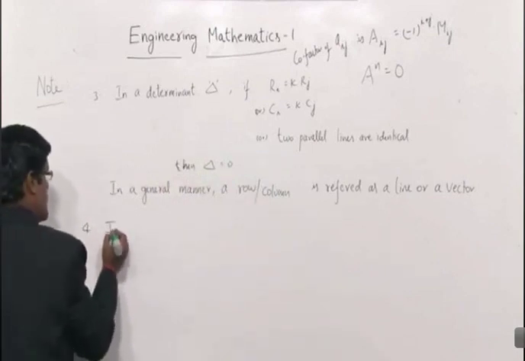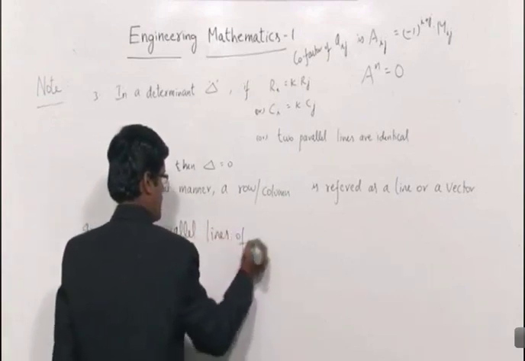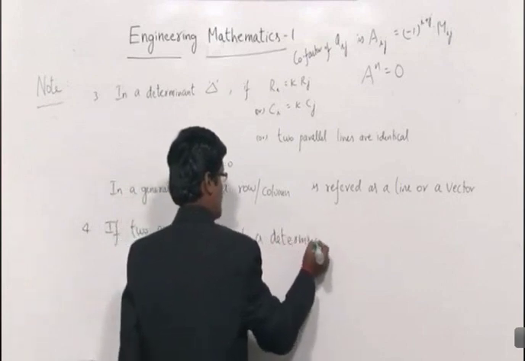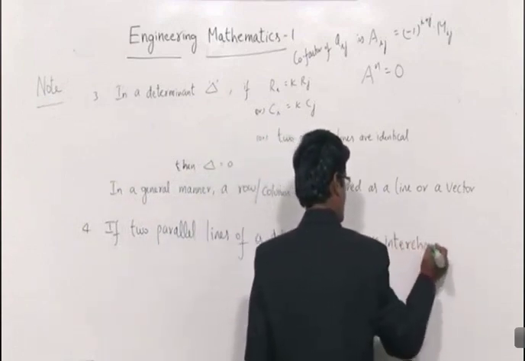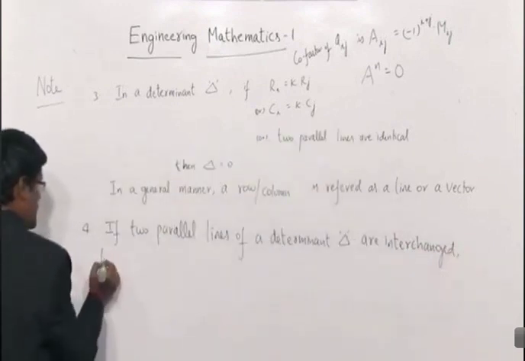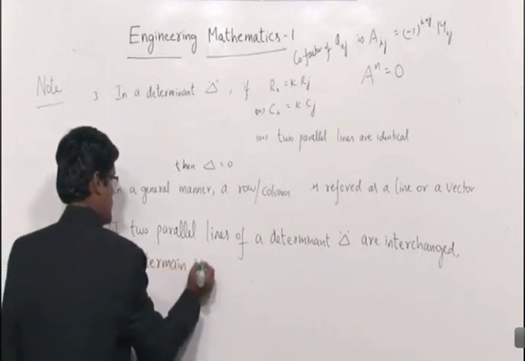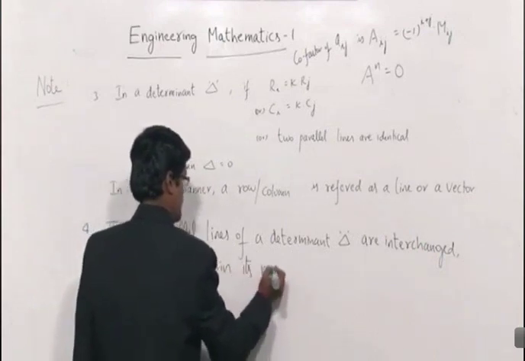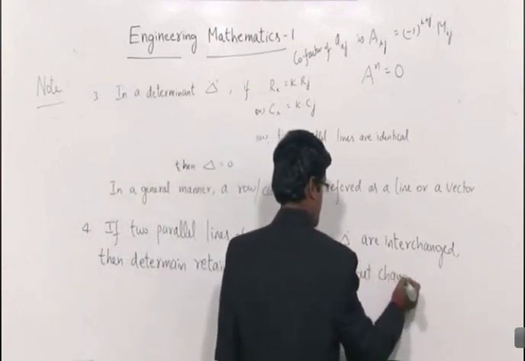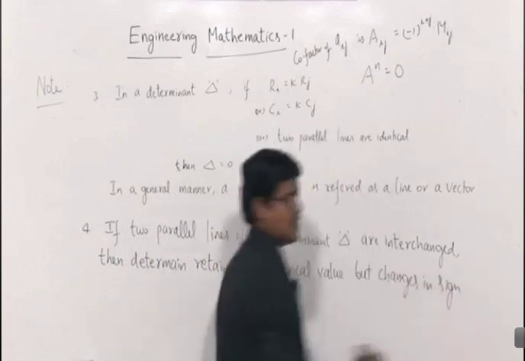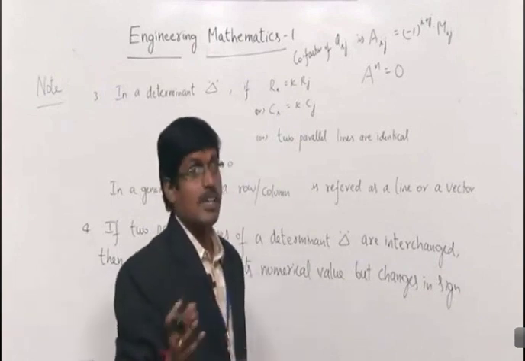Next property is, if two parallel lines of a determinant, say delta, are interchanged, then the determinant retains its numerical value but changes in sign. That means whenever R1 interchanges with R2, or two columns interchange, then your determinant is numerically unchanged but changes in sign. Plus goes to minus, minus goes to plus.